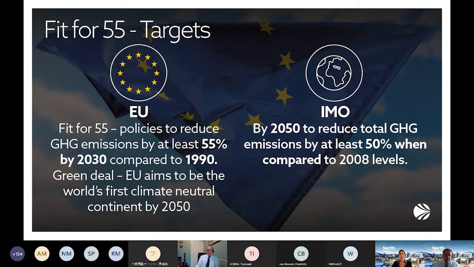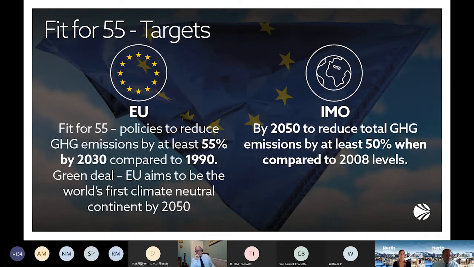Now, you'll see GHG and CO2 used interchangeably quite a bit when you look at any topics in this area. Just to give you a little background on that, carbon dioxide is the primary greenhouse gas, and according to the IPCC, the Intergovernmental Panel on Climate Change, carbon dioxide represents between 76 and 80% of greenhouse gas emissions.